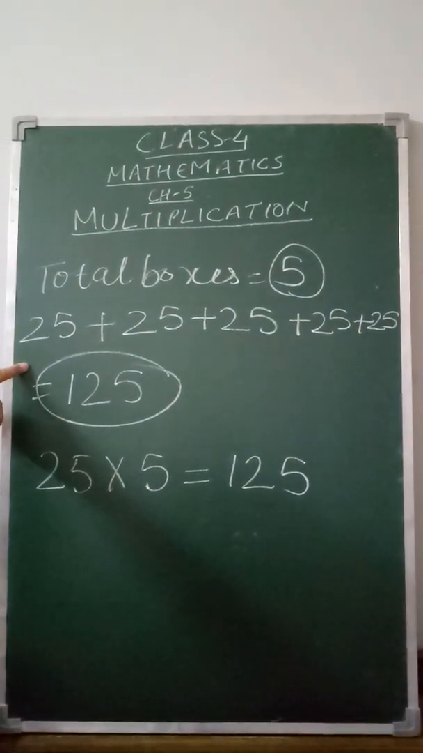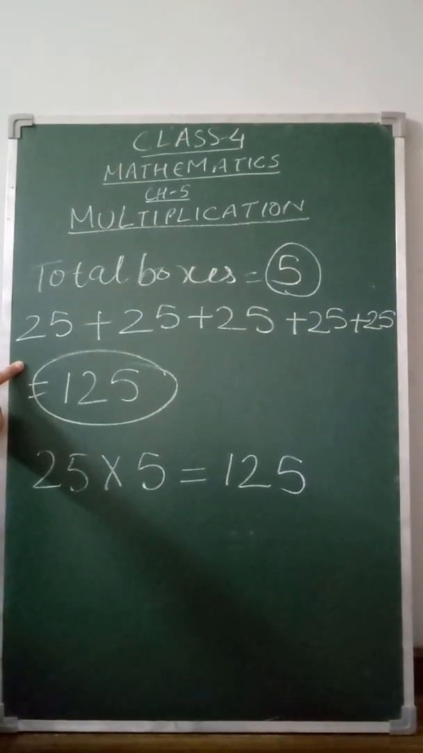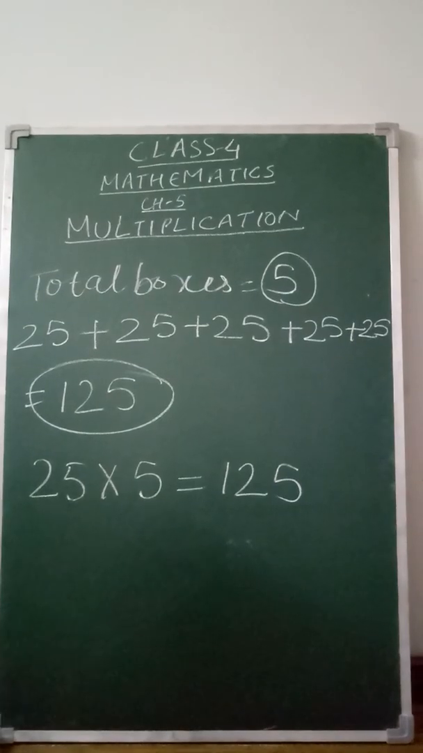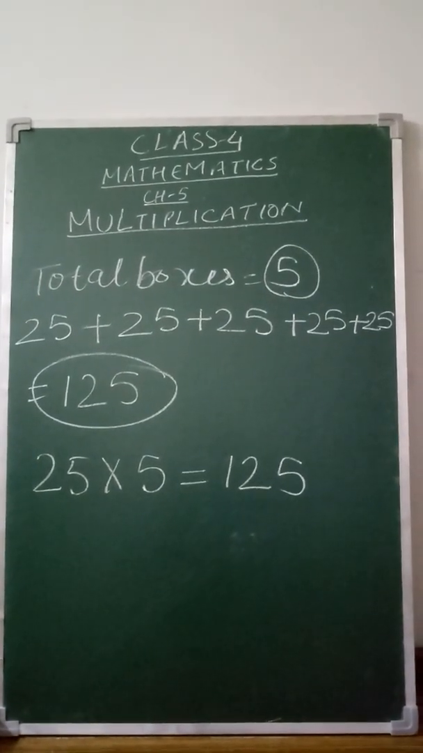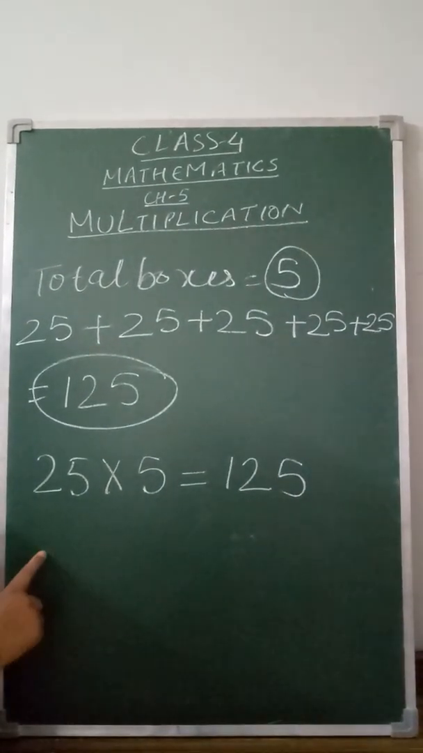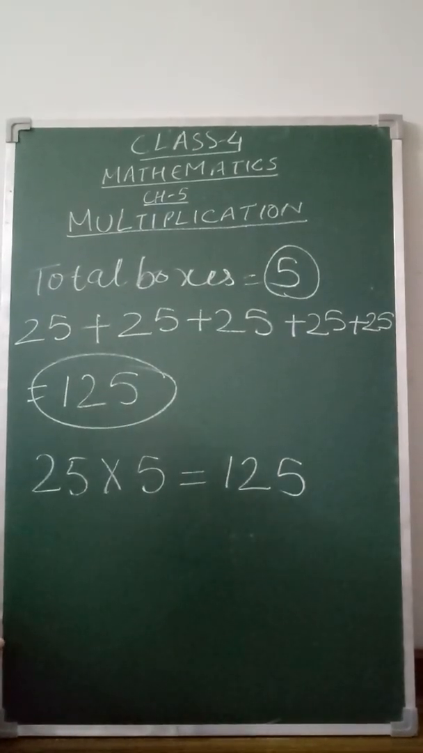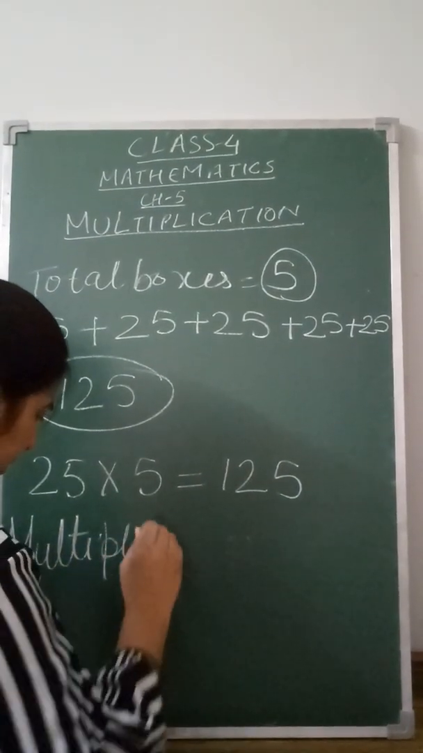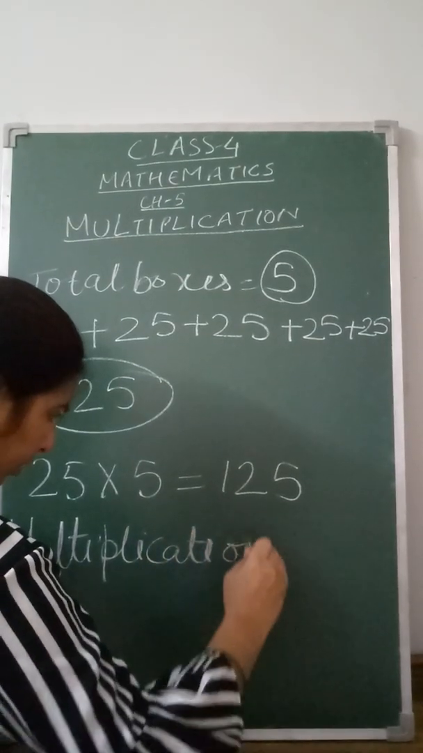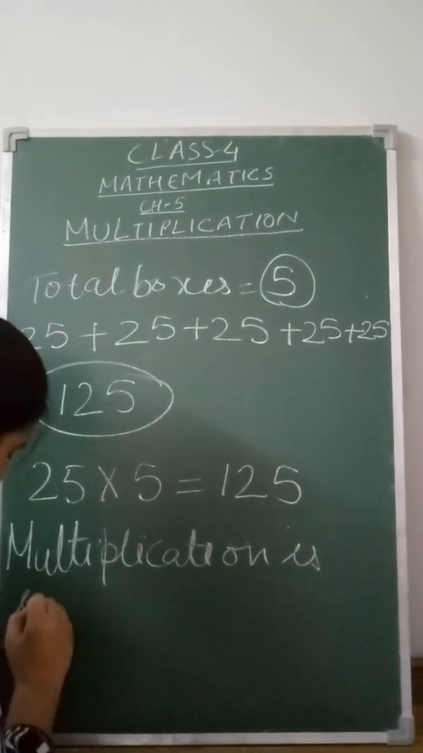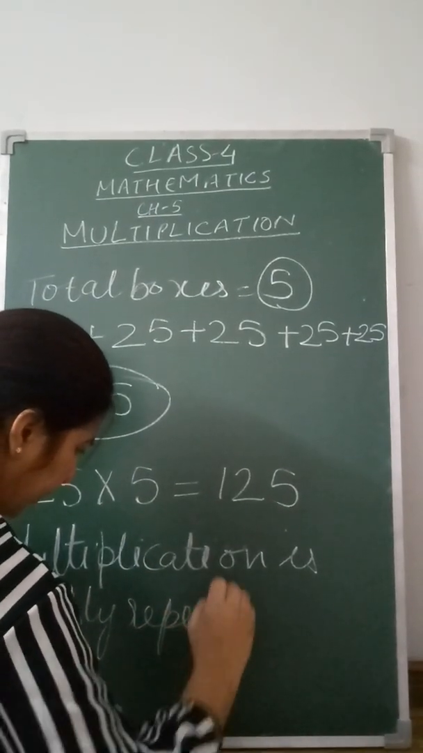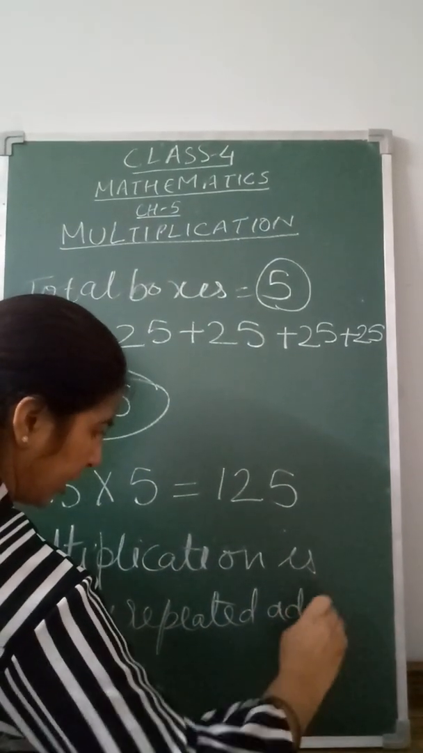the answer is again the same, 125. This is the addition method to calculate the answer, and this is the multiplication method. That's why multiplication is simply repeated addition. I repeat this, multiplication is simply repeated addition.